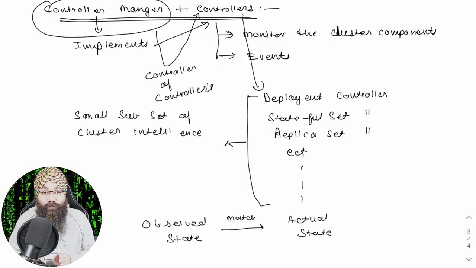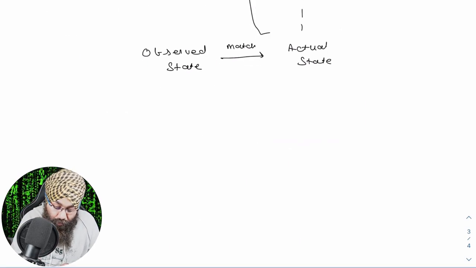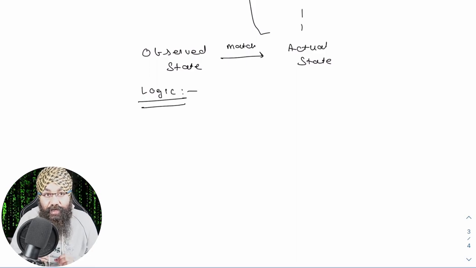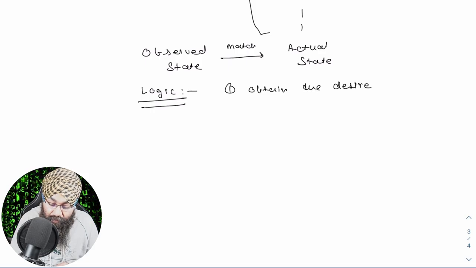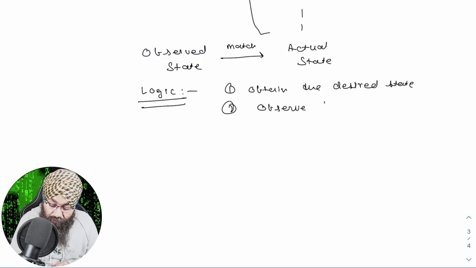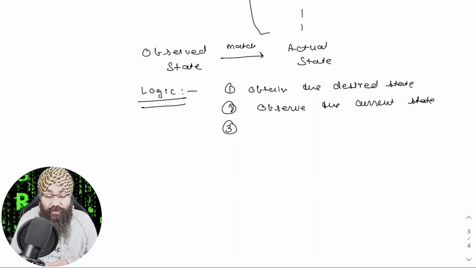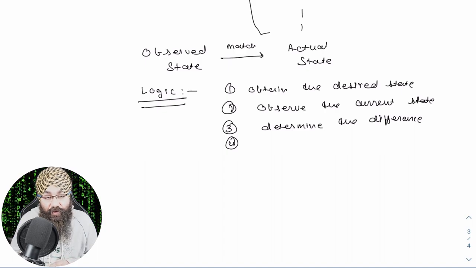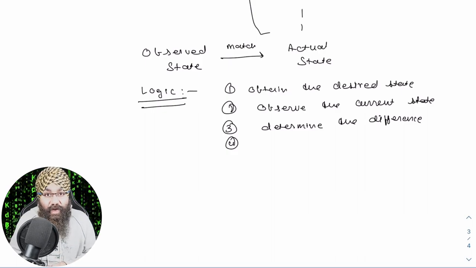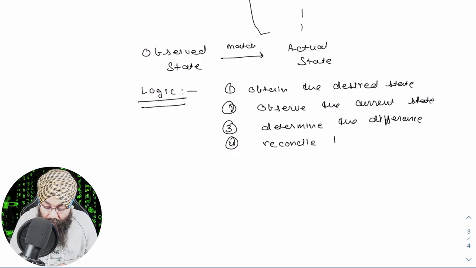So depending on which controller the function lies, the controller will act to make your actual state match with the observed state. This particular logic is implemented in each of the controllers. First of all, it will obtain the desired state. Then they will observe the current state. Then they will determine if there is any difference, and if there is a difference, what is the difference? So they will determine the difference, and then they will reconcile the difference, or minimize the difference, or make the difference zero so that the actual state matches with the desired state. So they will reconcile the difference.